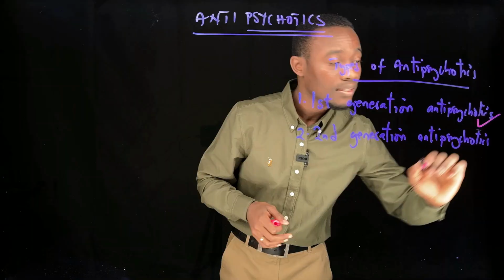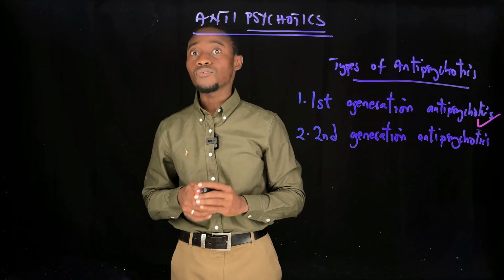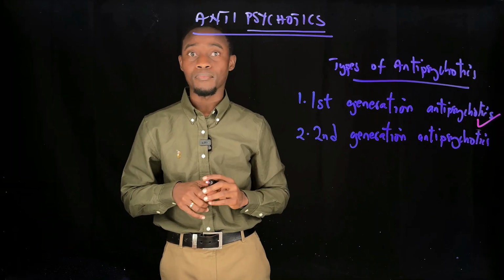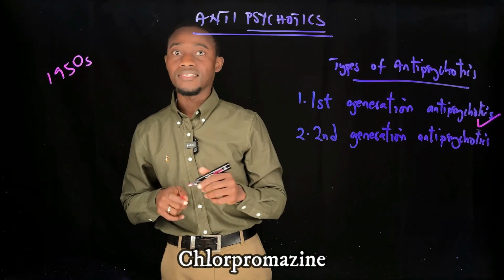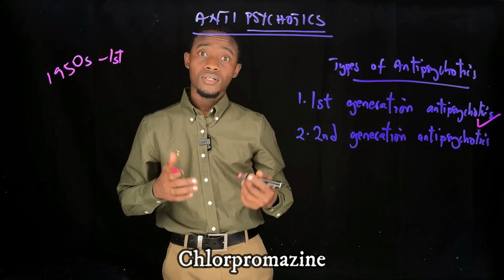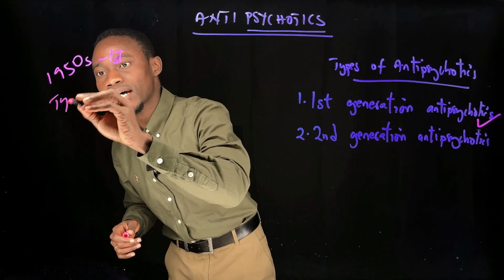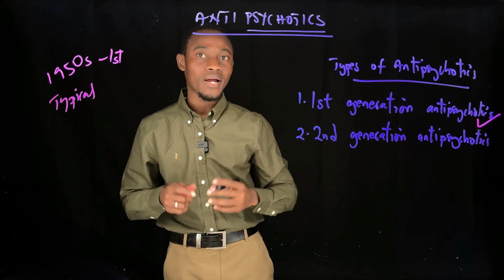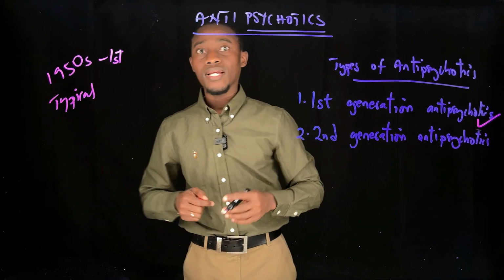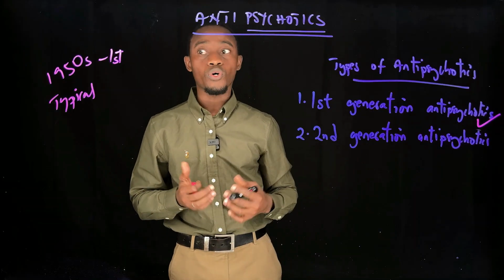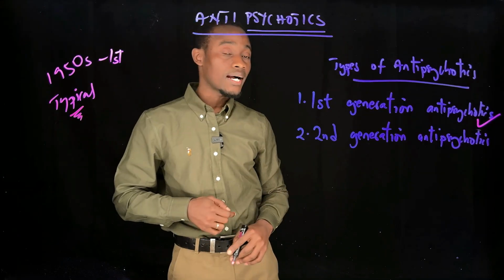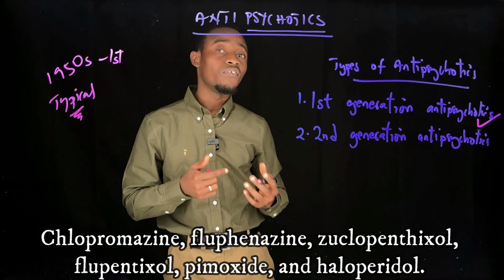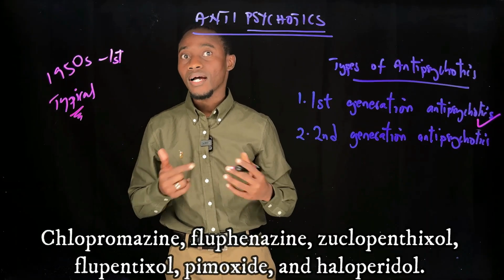First-generation antipsychotics are those antipsychotics that were produced in the 1950s following the synthesis of the first antipsychotic medication, that is chlorpromazine. Hence their name, first generation. Now, they are also called typical antipsychotics. That is because their primary mechanism of action is by blocking dopamine activity. Common examples of first-generation antipsychotics or typical antipsychotics are, of course, chlorpromazine, fluphenazine, zolpidem, flupentazole, pimozide, and haloperidol.